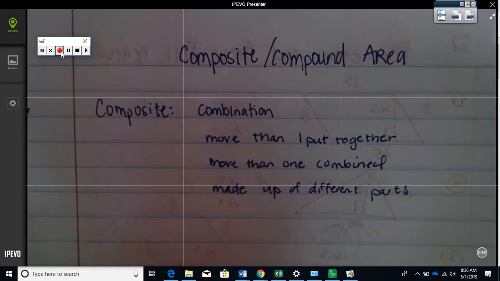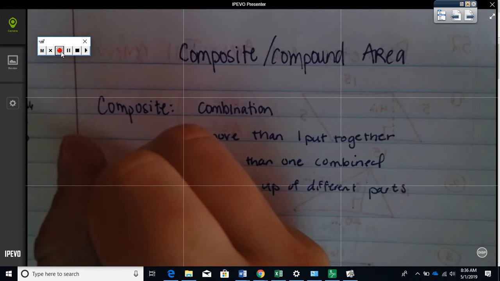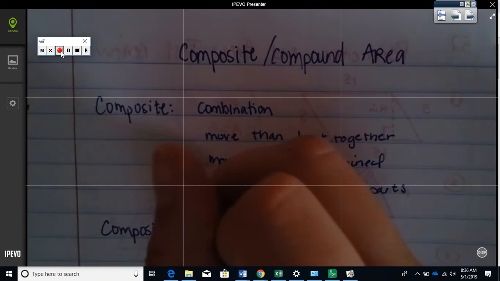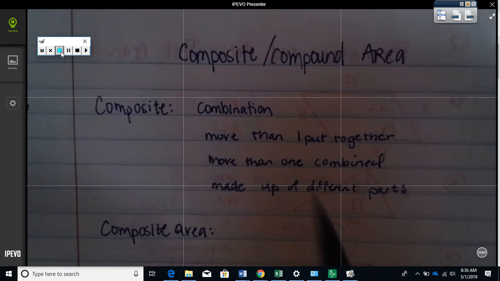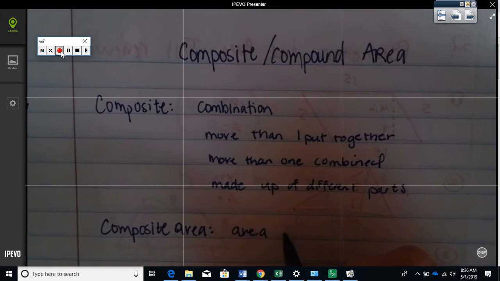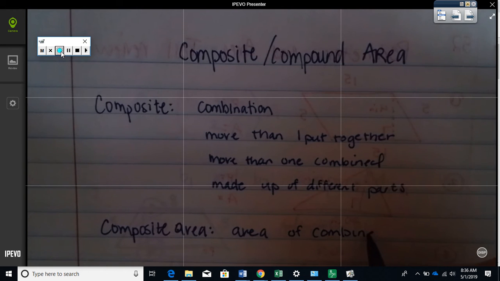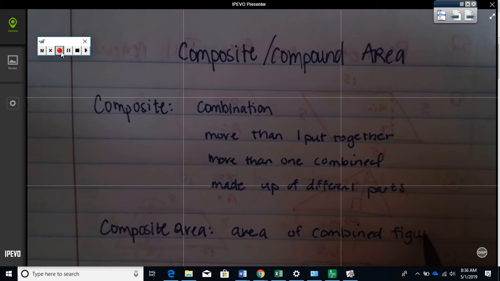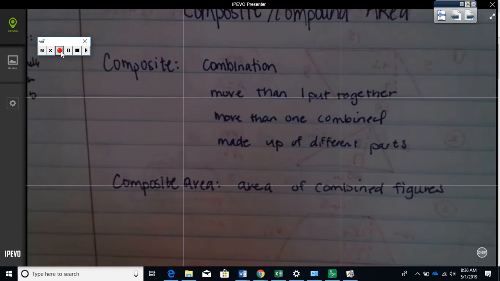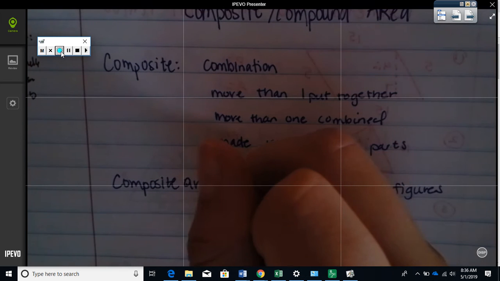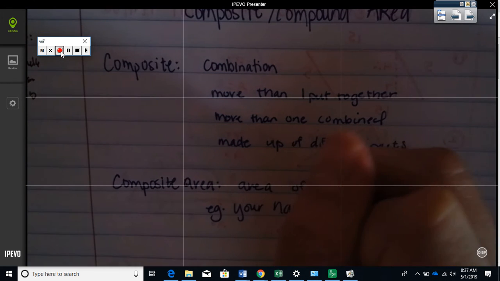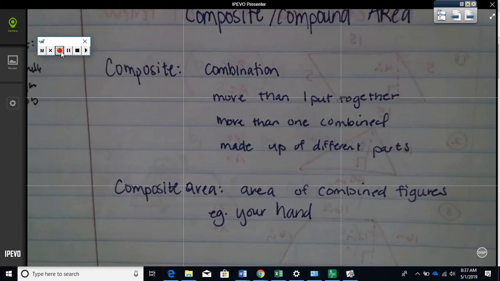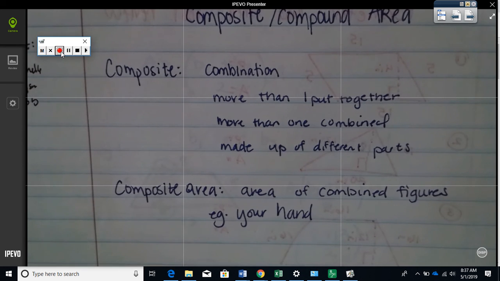Okay, so when we do composite area, it's going to be the area of combined figures. And then the example was what you did yesterday with your hand. That was the whole point of it, to make you realize that you can find the area of essentially anything. Even if you don't have a formula, you can find the area using the formulas that you do know, like rectangles and triangles and trapezoids and squares.